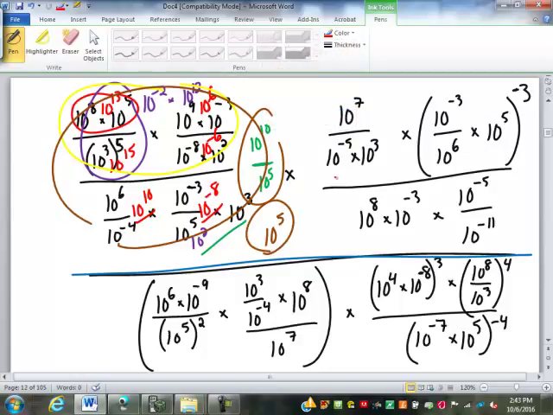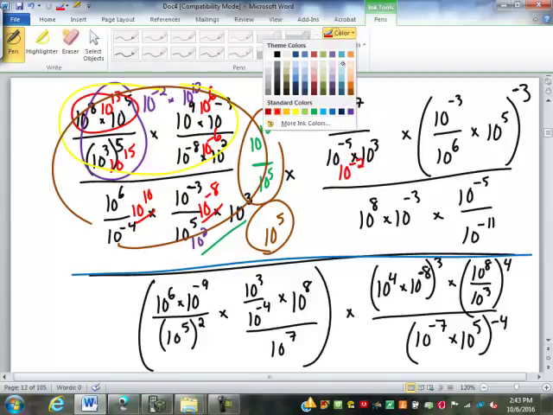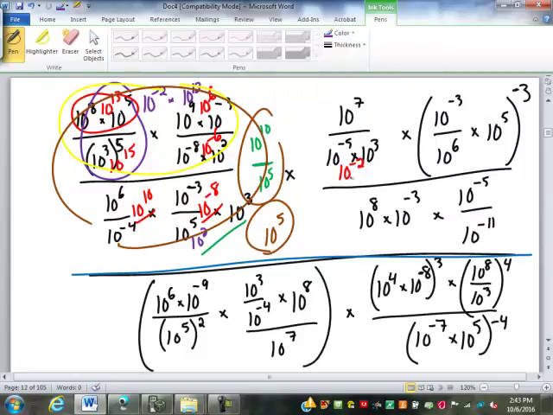Let's look over here. So over here we got nothing to do on top. That's 10 to the 7th. On bottom we have 10 to the negative 5th times 10 to the 3rd, which is 10 to the negative 2. So then we combine 10 to the 7th and 10 to the negative 2. 10 to the 9th. Yes, 7 minus negative 2 is 9.